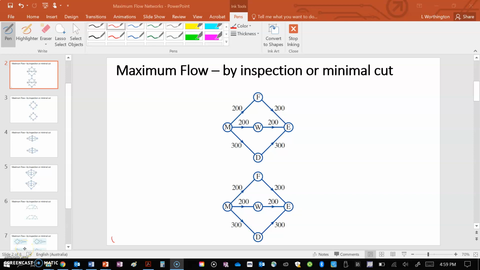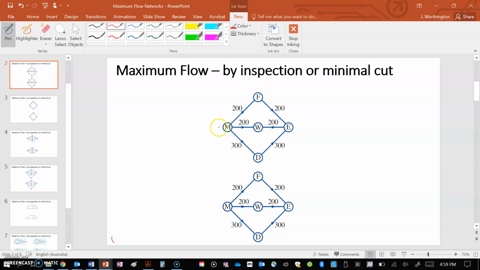Alrighty, we are looking for the maximum flow in these networks, and we can do this two ways, by inspection and a minimal cut method. I'm going to show you both so that you've got a good idea of just what it is that you're doing, and a good opportunity to answer any questions like this that come up.